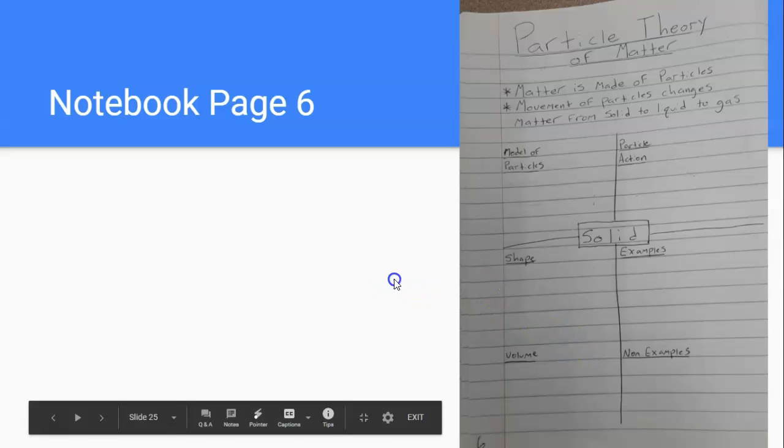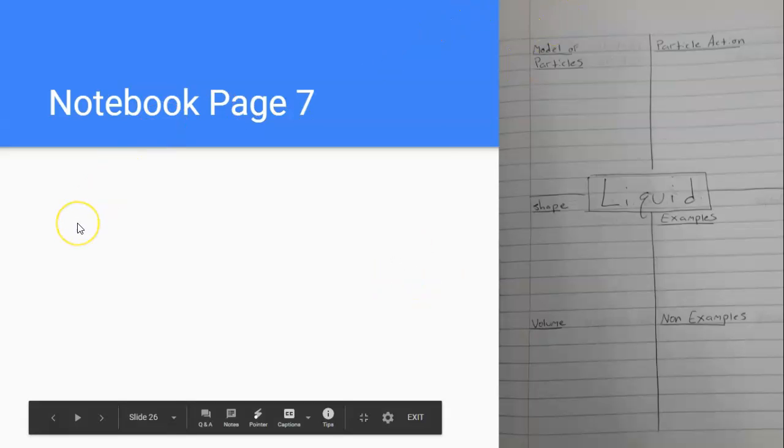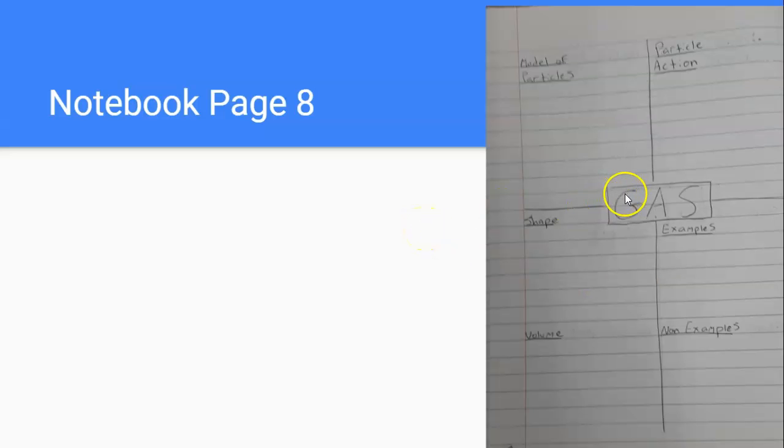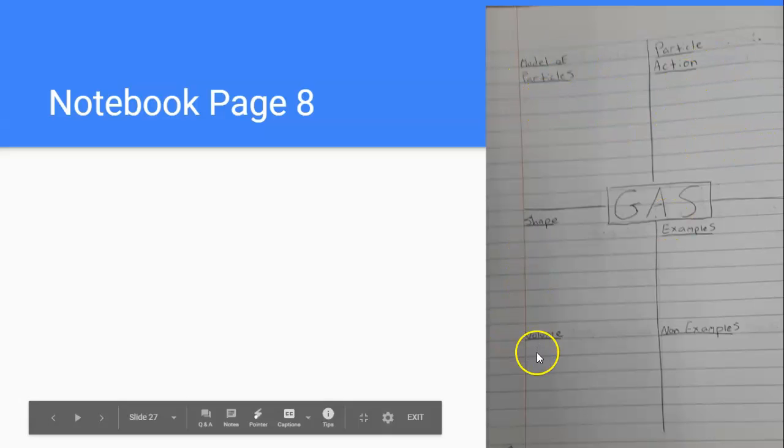Okay, page 7 of your notes, you're going to be focusing on a liquid. So again, same things, liquid in the middle, split it into 4 boxes. Here we'll draw a model. Here we'll describe their action. Here we'll describe their shape and their volume. And here we'll describe some examples and non-examples. So that's page 7. And then page 8, same thing, except this time it's a gas: model of particles, particle action, shape, volume, examples, non-examples. Remember, you can pause this video and you can rewind it in order to get those notes set up. Once you're done, press play and we will move on.